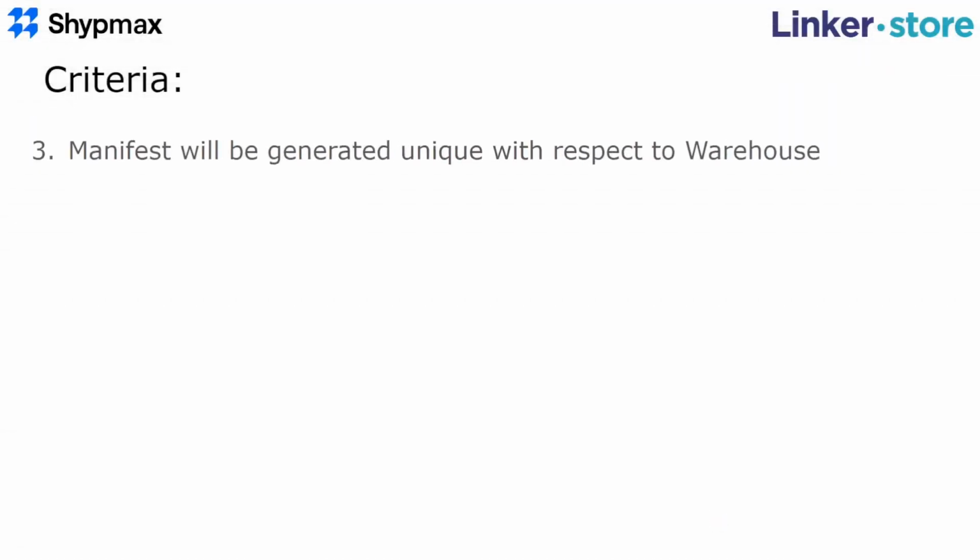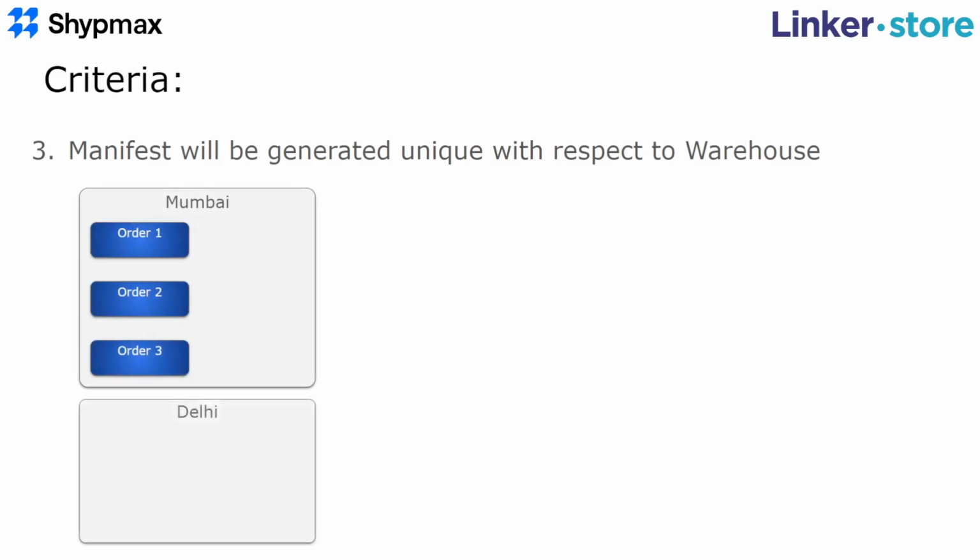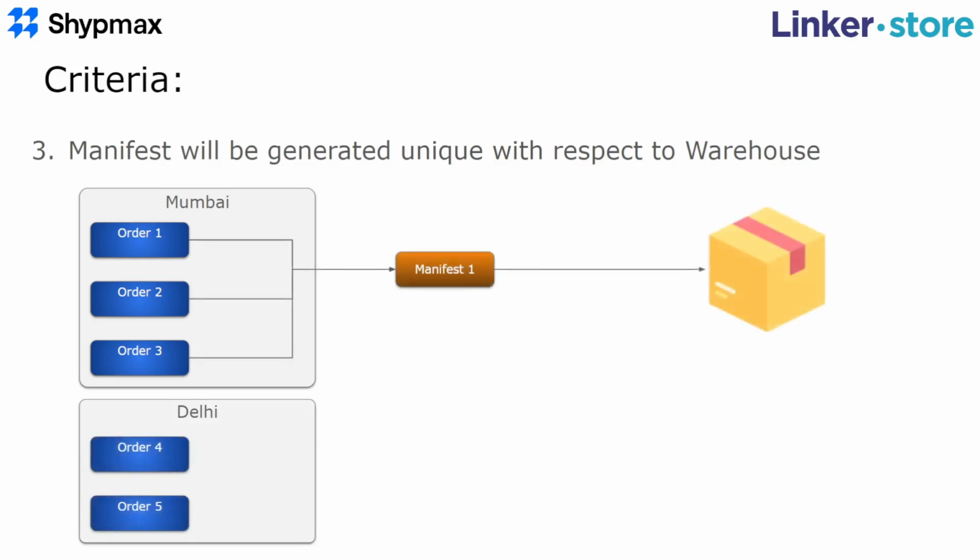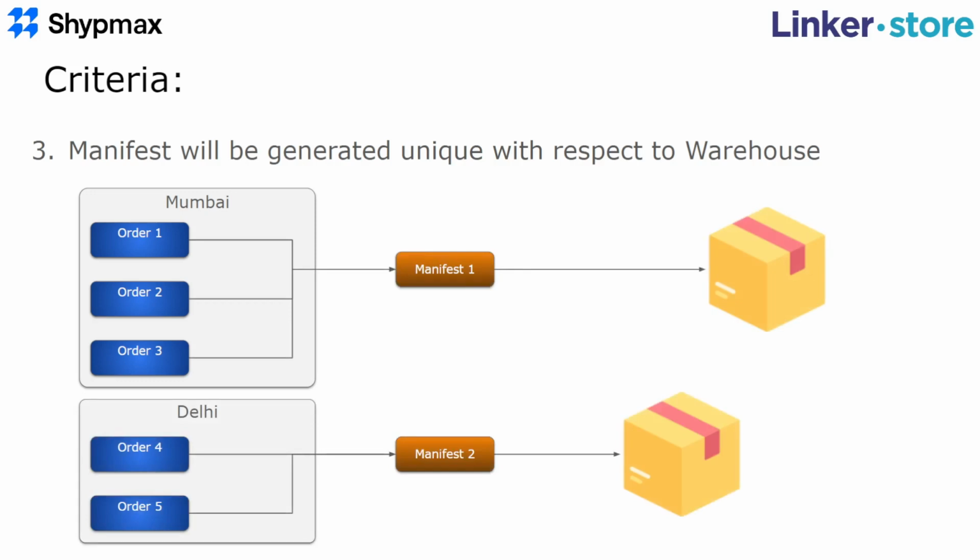The third criteria is that manifests will be generated uniquely with respect to the location or warehouse. Let's understand this with an example. If we have 5 orders and they are to be picked from different warehouses or locations, say 3 orders are to be picked from Mumbai and 2 orders from the Delhi warehouse, there will be one manifest for the Mumbai location and another manifest for the Delhi location. So for one location, there will be one manifest.